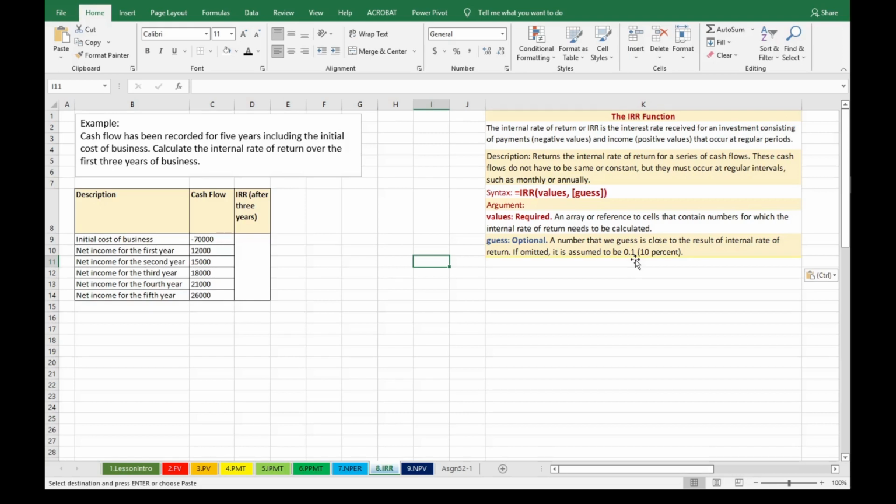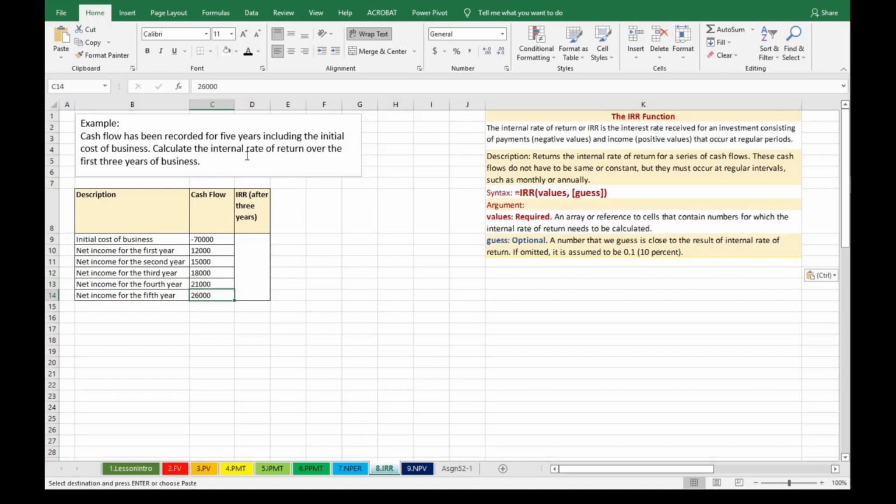So let's take an example for this. Here we have a cash flow that has been recorded for 5 years, including the initial cost of business. So the initial cost of business is 70,000, and because it's a cash outflow, it has been indicated as minus 70,000. Then we have the net income for the first year, second, third, fourth and fifth year. So we have various cash flows. It is not constant. Okay.